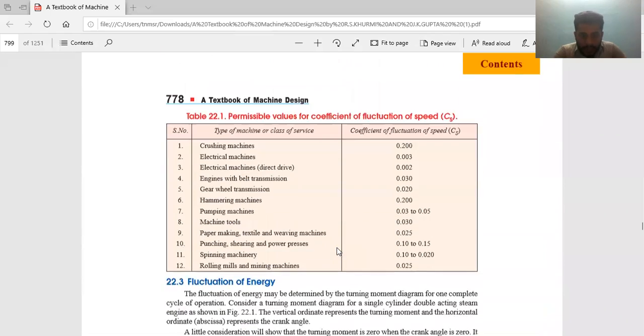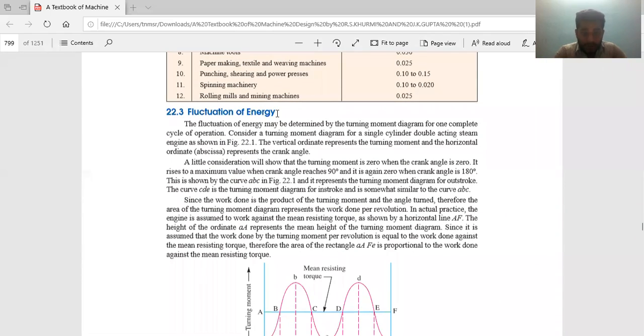Okay. Next is fluctuation of energy. This is also important. It can come for 2 marks. Fluctuation of energy. Can anybody tell me what is fluctuation of energy in flywheel? So the difference between the maximum energy stored and the minimum energy stored in a flywheel. Yes. Fluctuation of energy. No, you are telling maximum fluctuation of energy. Whatever definition you are telling, that is maximum fluctuation.